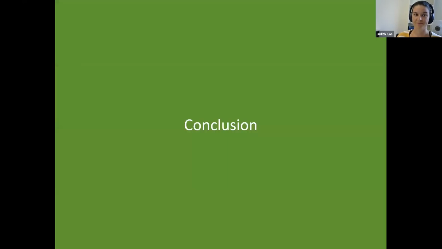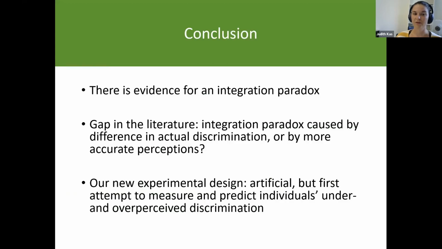of the second part. All right, so to conclude, based on our meta-analysis, we can say that there is evidence for the integration paradox, but there's also a gap in the literature. So is the integration paradox caused by a difference in actual discrimination, or by more accurate perceptions, or by both?